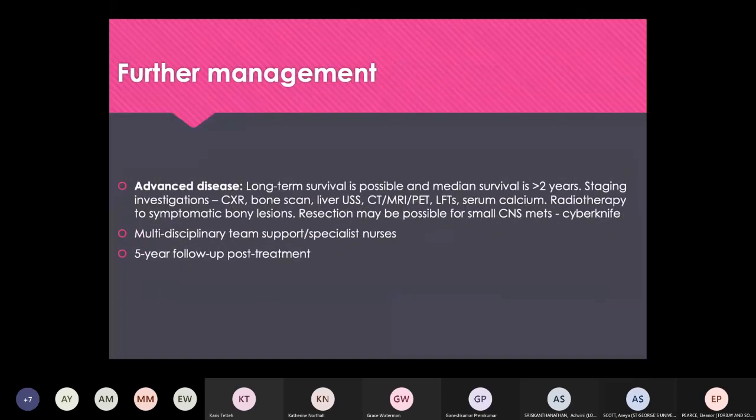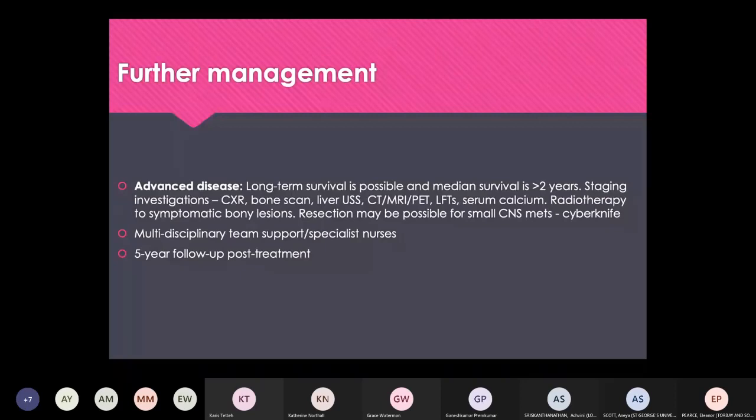And then in people with more advanced disease, particularly spread to other parts of the body, median survival is now over 2 years, and this is quite greatly improved on what it was 5-10 years ago. So firstly, you want to stage people and do investigations, particularly bone scans, ultrasound of the liver, you might do a CT or an MRI, and some regular blood tests as well.